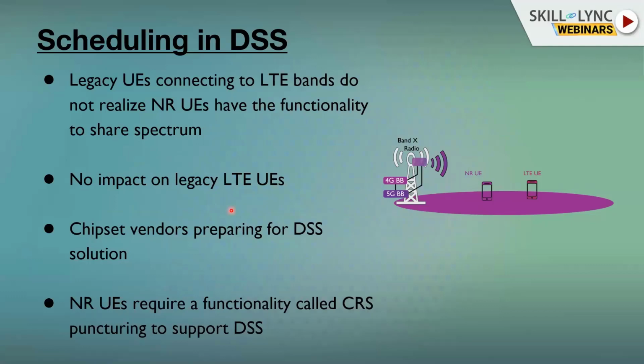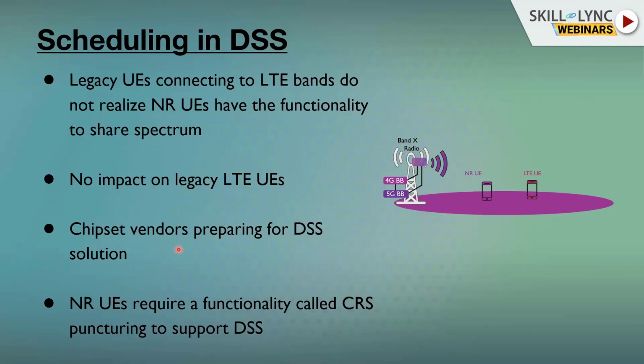Some more points here. Legacy UEs connecting to LTE bands do not realize NR UEs have the functionality to share spectrum. There's no impact on legacy LTE UEs. So basically, if you've got a 4G legacy UE, you can still connect to a non-DSS carrier. So you can still attach to the network. It doesn't mean that if you have DSS enabled on the site, your legacy UEs are not going to work. It's just that only your DSS UEs will be able to use this feature.